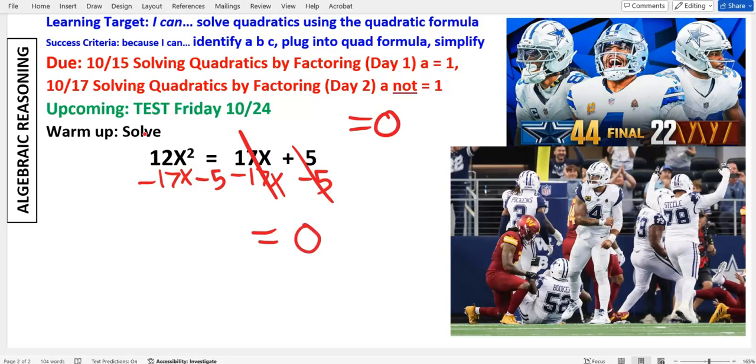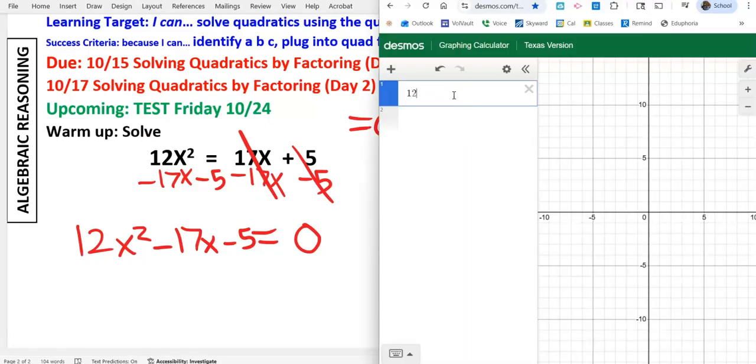This has a squared. This is just an x. This is just a number. None of them can combine. They're all different terms. So 12x squared minus 17x minus 5. That is your equation. All right, ready?